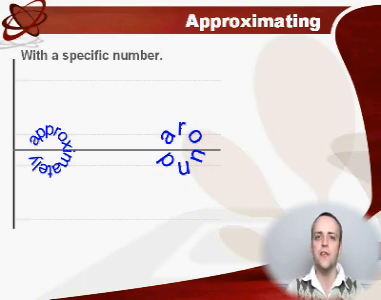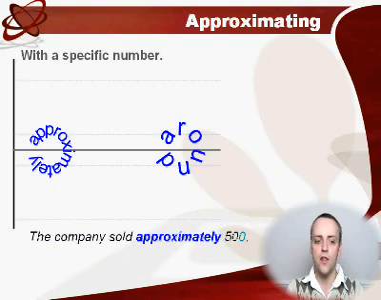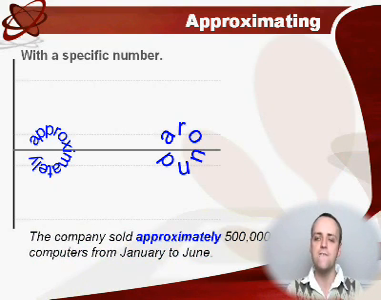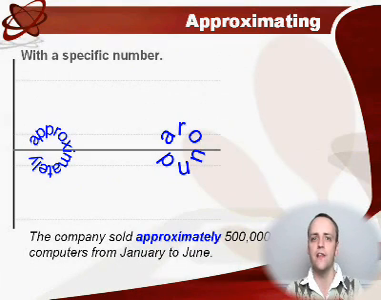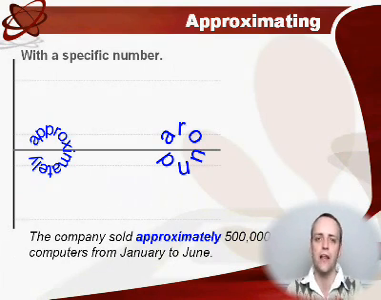Now, if we want to put this into a sentence, what kind of sentence would we have? Here, the company sold approximately 500,000 computers from January to June. Approximately 500,000 or around 500,000. So obviously this number is not exactly 500,000. It could be 496,000, it could be 510,000 or something like that. But it's not necessary to be exact about the number, so we're just going to give a round number. This is what we call a round number.